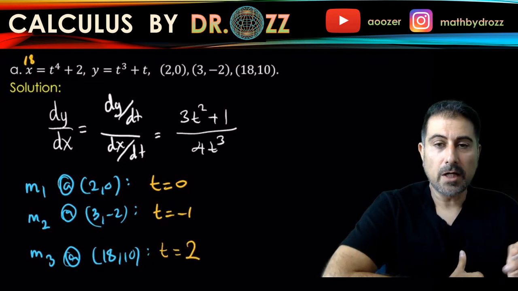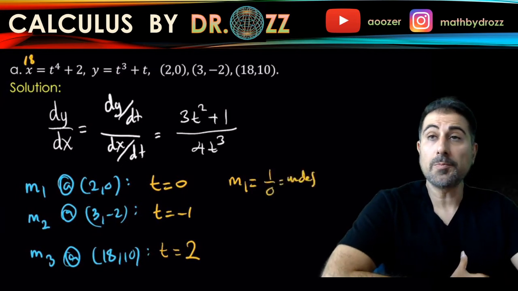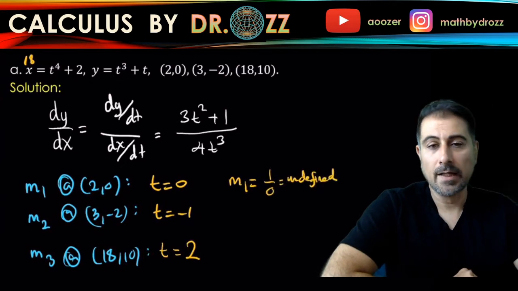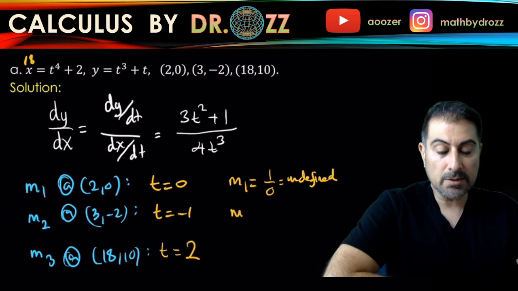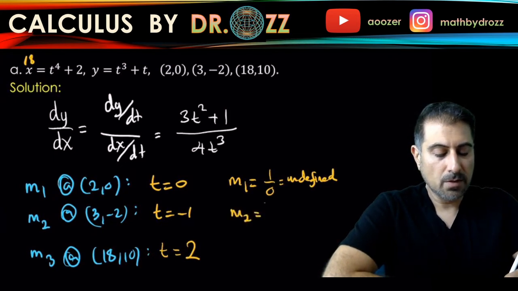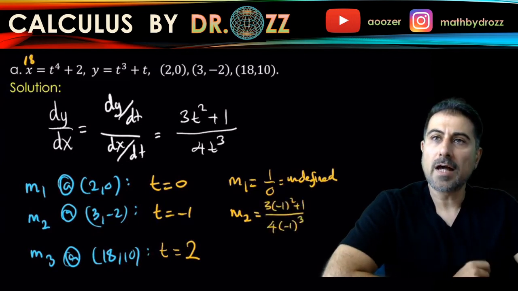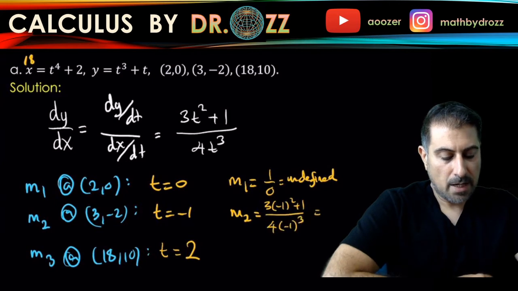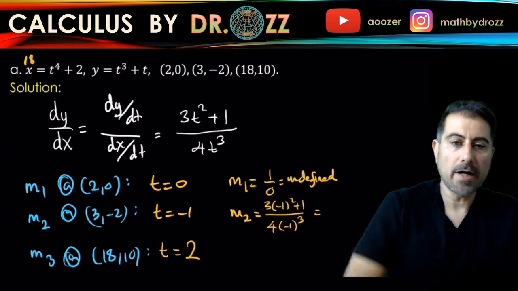m1 is going to be dy over dx evaluated at t equals 0, and you get 1 over 0, which is undefined. So the very first slope is undefined, so I should expect a vertical tangent line. And the second one is for t equals -1. So 3 times -1 squared plus 1, over 4 times -1 cubed. So that is 4 divided by -4, so it's -1. Okay. All right, that's good.